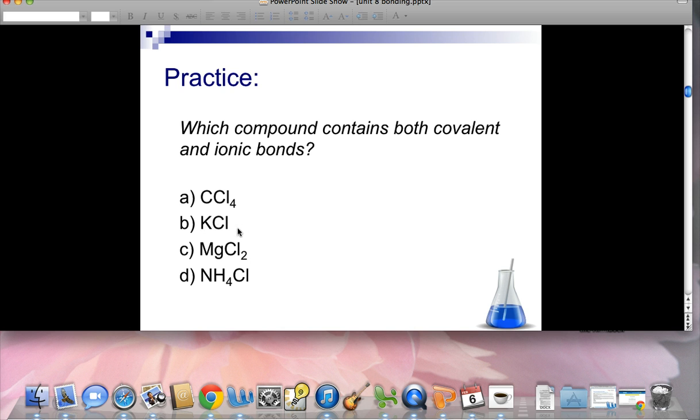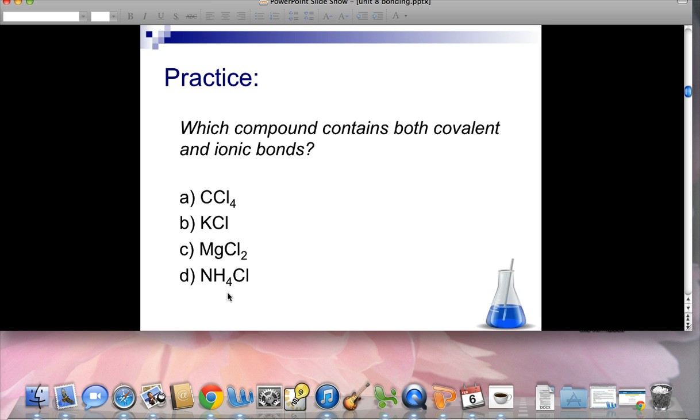This is potassium chloride. This could be an ionic bond, and actually it is because potassium is a metal. However, it does not contain a polyatomic ion, so it cannot contain both a covalent and ionic bond. Here we have magnesium and chlorine. This is an ionic compound as well because magnesium is a metal, but we do not have a polyatomic ion associated with it, so that would not be the answer.